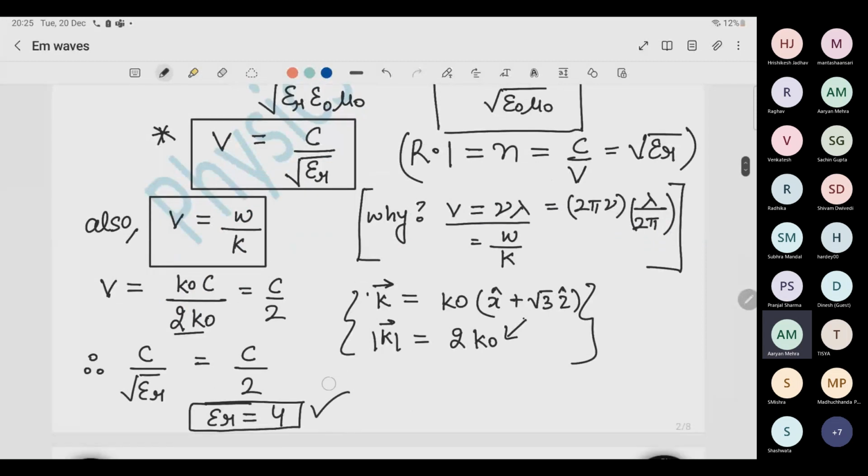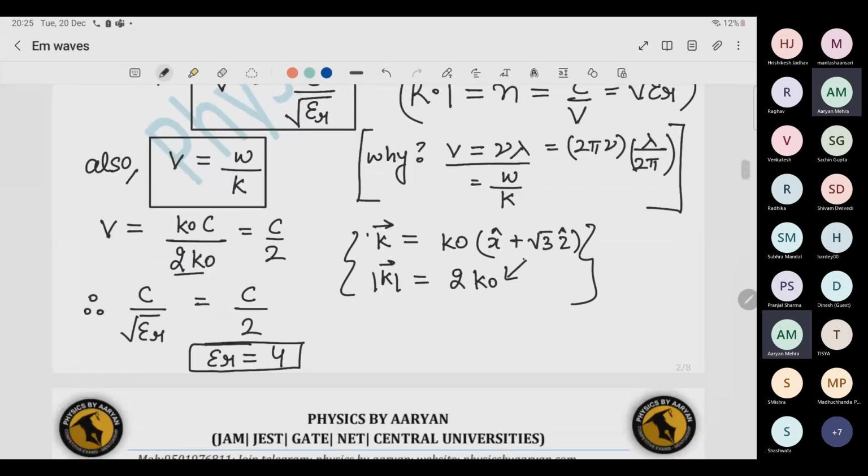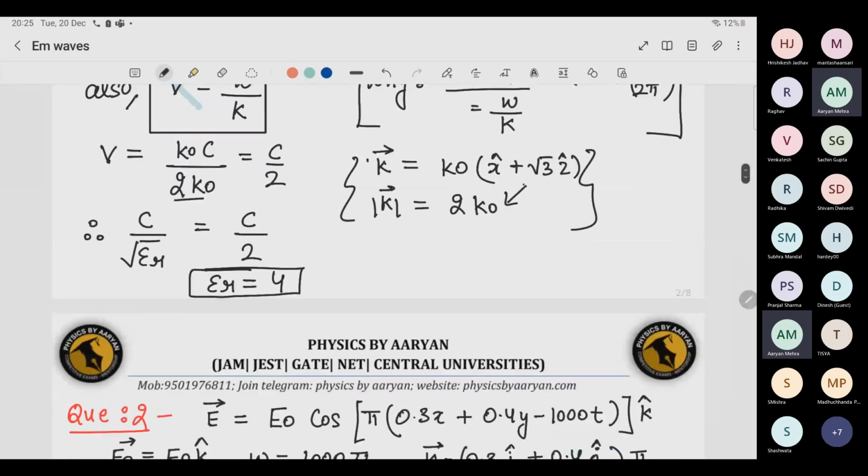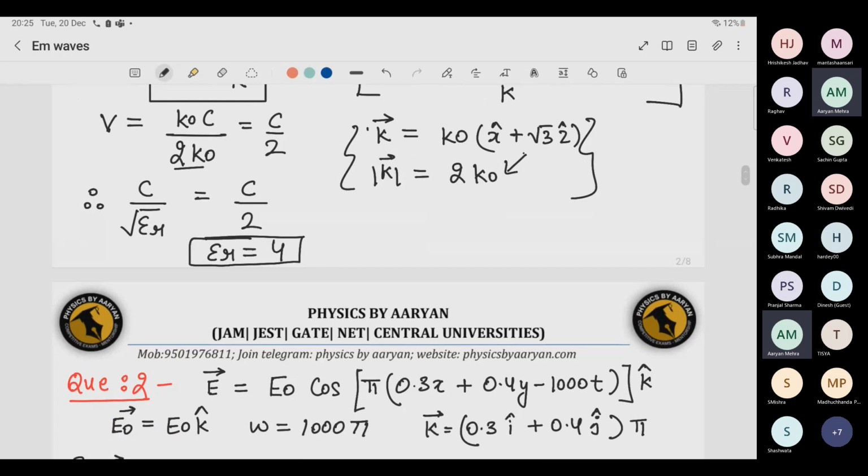Okay, so let's move to the next question. Number one question is done, that is how to read an EM wave, how to read a plane wave. The second is a very interesting question that actually comes in exams a lot: they will give you an electric field or a magnetic field and ask you to find the second thing. Let's say they have given you the electric field, they will ask you to find the magnetic field.